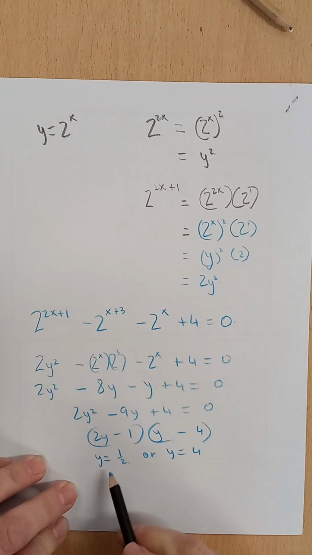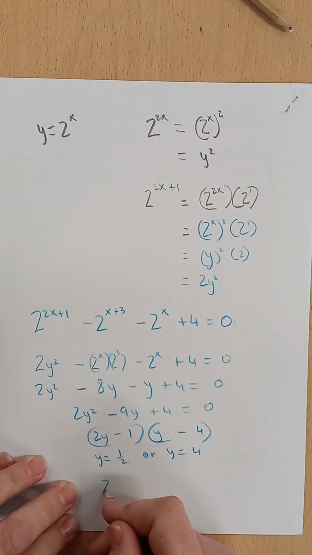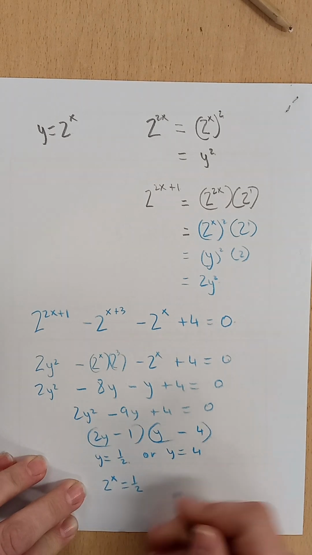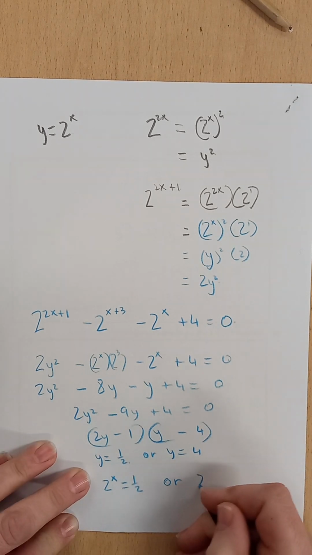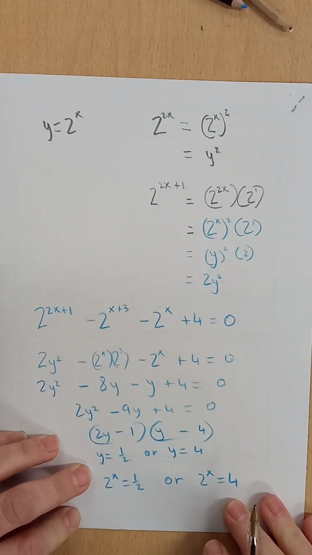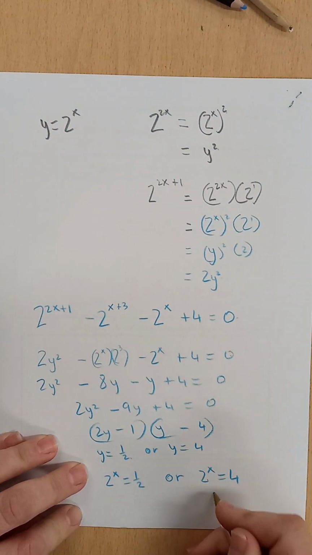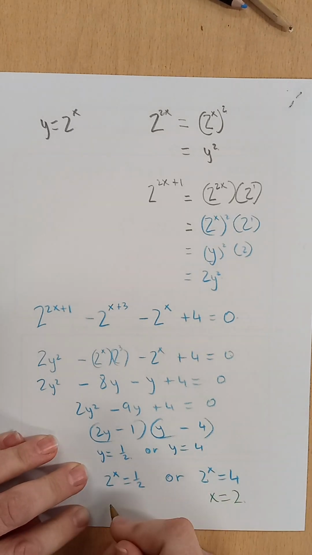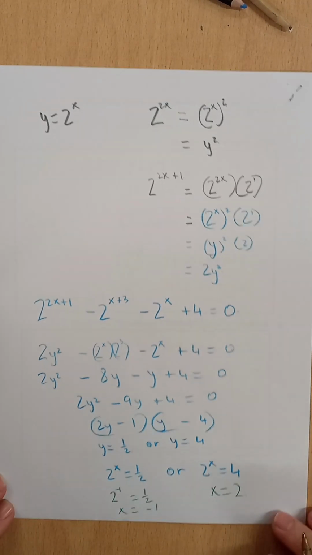So if y is a half, let's put it back in. That's 2 to the power of some number is a half, or 2 to the power of some number is 4. So let's solve both of these. What power of 2 is 4? Well, it's the second power. What power of 2 is a half? Well, a half is a fraction, so what's our fraction rule? It's a minus. So it's 2 to the power of minus 1 is a half. So x is minus 1. Okay?